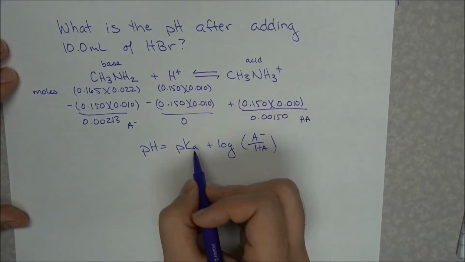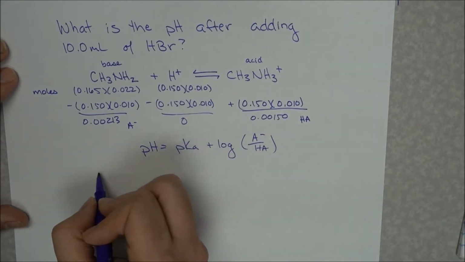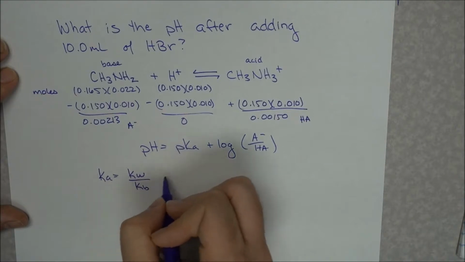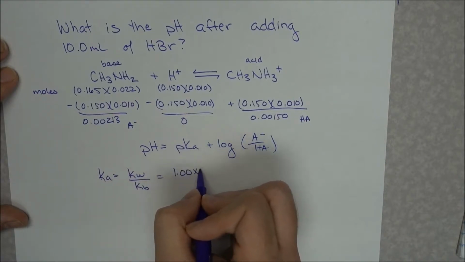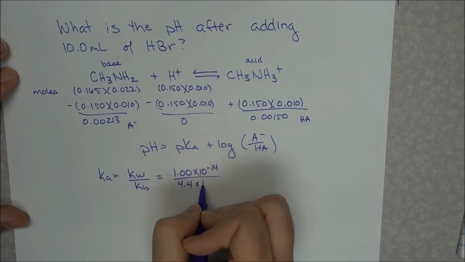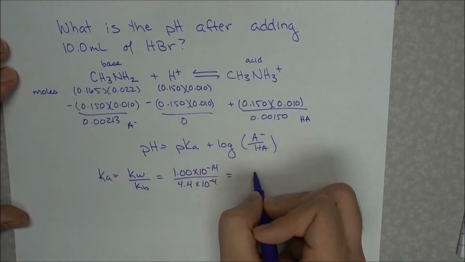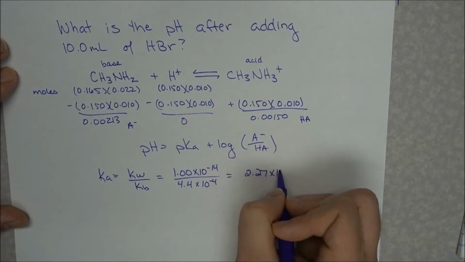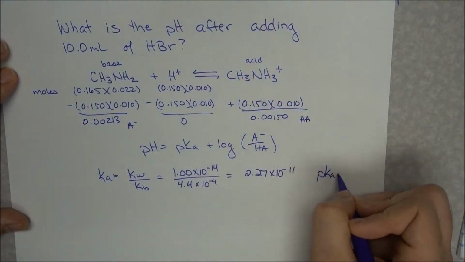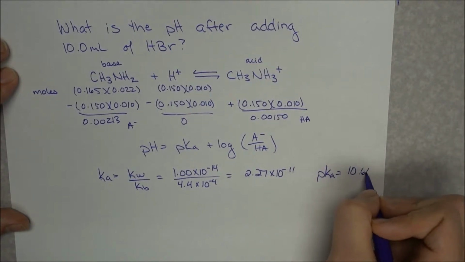Okay, so we need the pKa of our base. So we've got to get the Ka. The Ka is equal to our Kw over our Kb. So 1.0 times 10 to the minus 14 over 4.4 times 10 to the minus 4. And that gives us 2.27 times 10 to the minus 11. If we take the negative log of that, our pKa is 10.64.